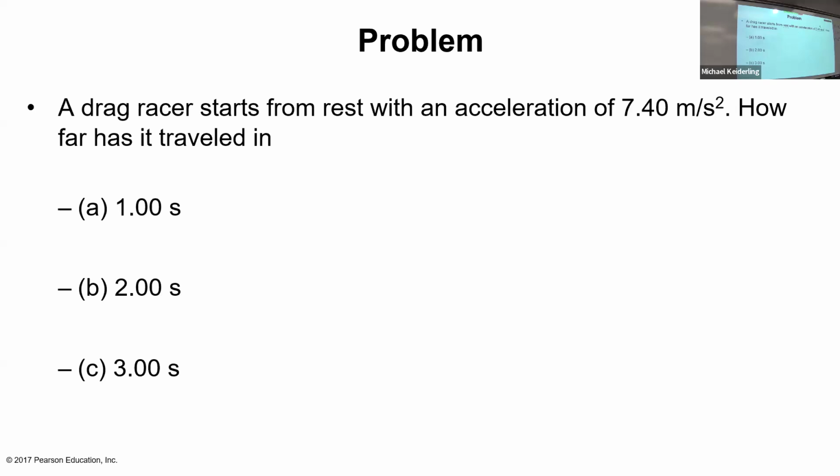Sometimes this equation also gets written as delta x equals v naught t plus 1/2 acceleration times time squared, because delta x is just x minus x naught. And I have a few slides from another book that uses that format.